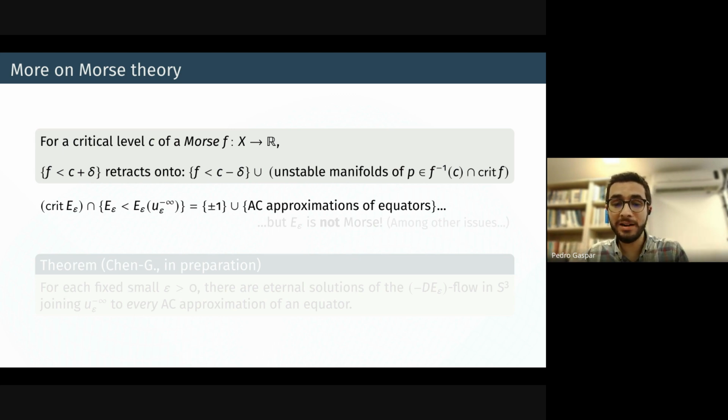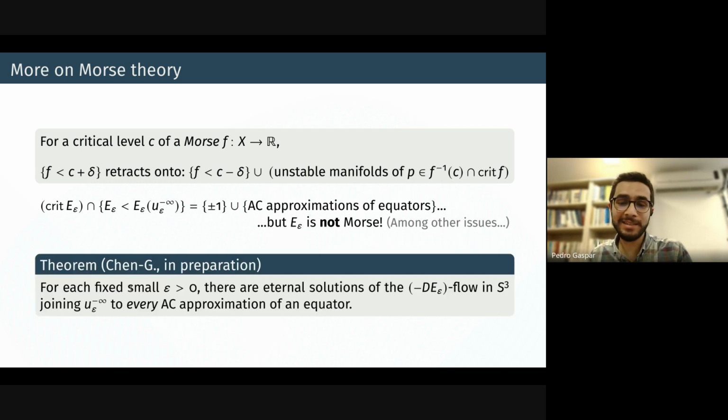The only problem here is that the functional is invariant under symmetries, so this is not exactly a Morse function, right? Critical points are actually degenerate, and at least for those critical points, the degeneracies come from isometries. So, it's not a Morse function, but it's not too far from it, right? And this is exactly what we were able to exploit.